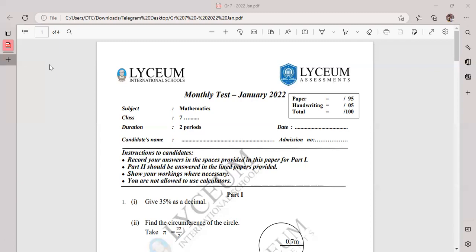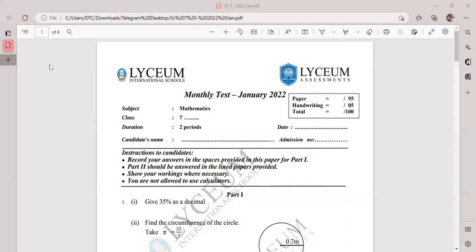The first instruction here: record your answers in the spaces provided in this paper for part 1. Then part 2 should be answered in the line papers. Do you know what we mean by these line papers? In the exam hall, your teachers will distribute the papers. Then for part 2, you want to write the answers in the line papers. When the teachers are marking the papers, let's say all of your answers are correct, but you have written the answers for part 1 in the line papers. You don't get the marks.